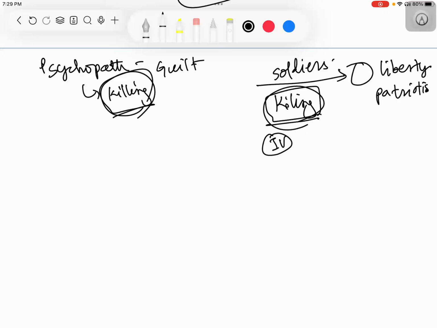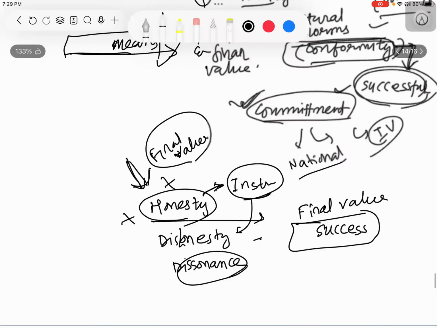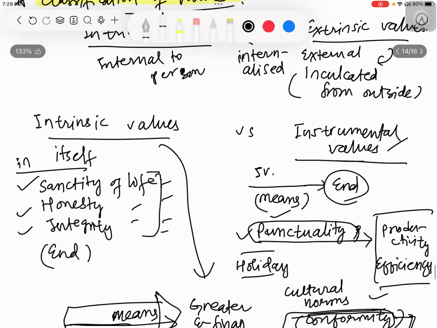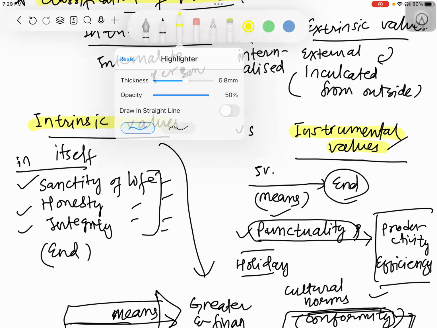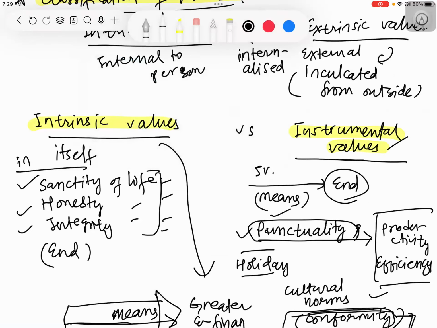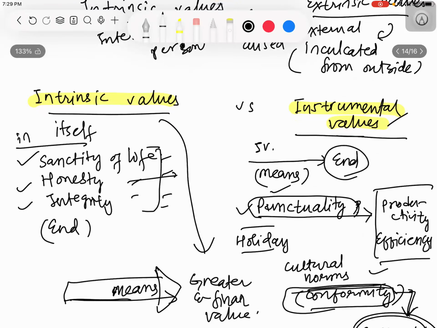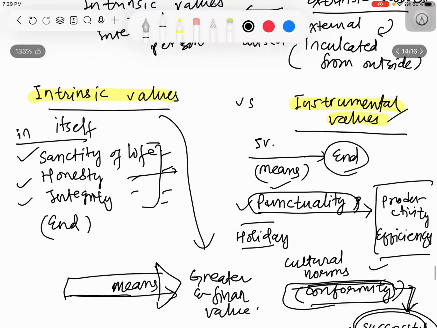So depending on your requirement you can say that these are intrinsic or these are intermediate. I am saying that there are many values which can be both of these, but in general if you are being asked to give an example of an intrinsic value and an instrumental value, you can give a single point. You can write about these things: sanctity of life, honesty, integrity. But for someone else they can use these things for instrument also, right?